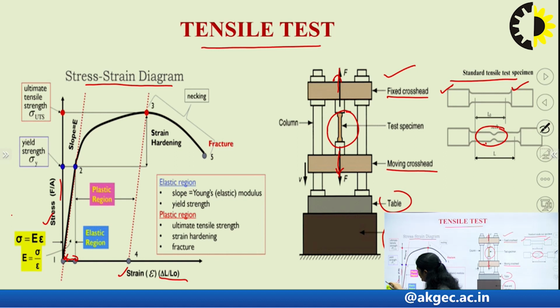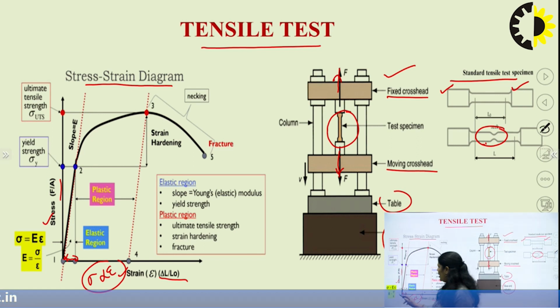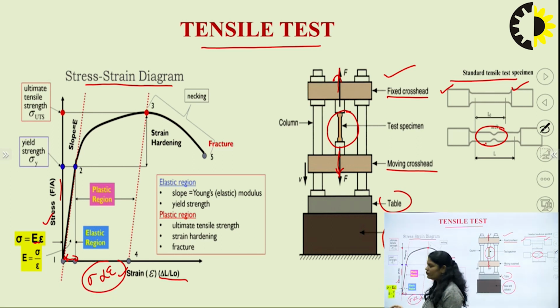So, we can see here sigma is directly proportional to strain epsilon. This law is known as Hooke's law. So, Hooke's law will be followed between point 1 and 2. We can replace the proportionality with the help of a constant E, and this E is known as Young's modulus. So, we will get the value of E as the ratio of the stress and strain.